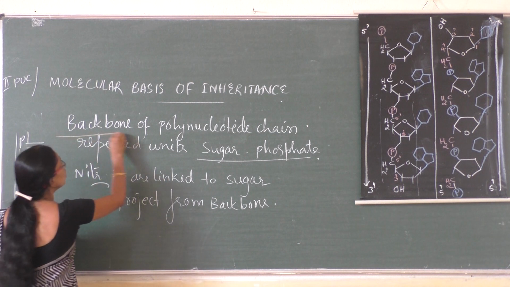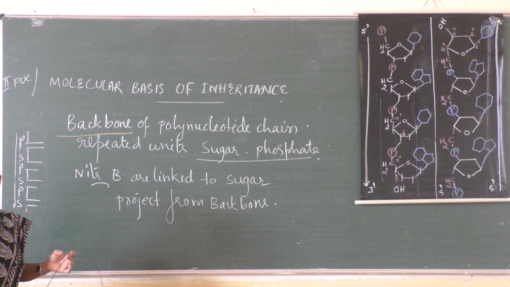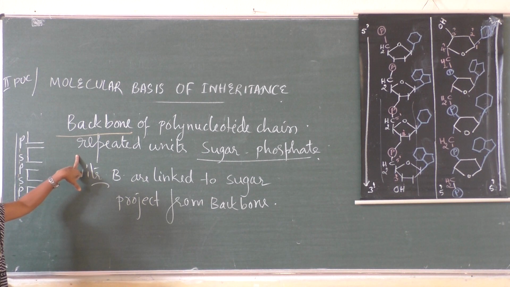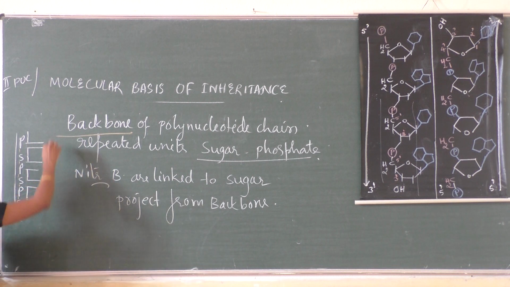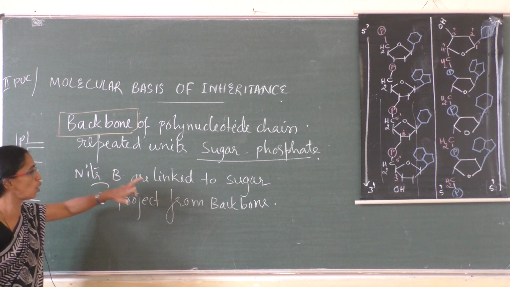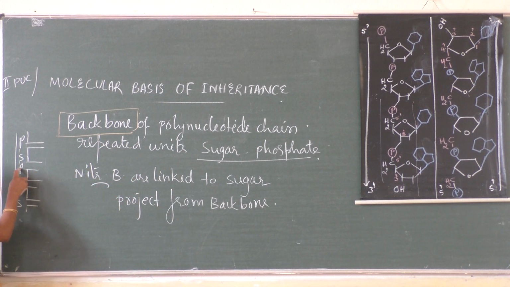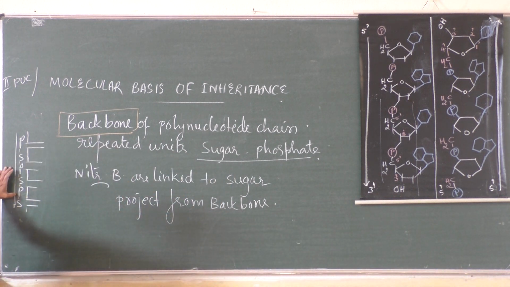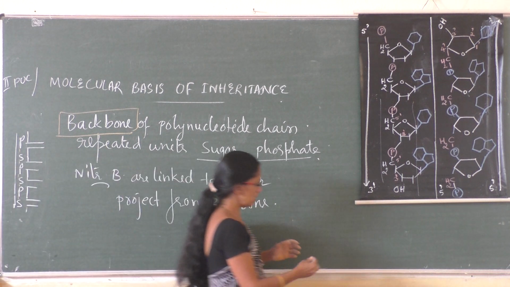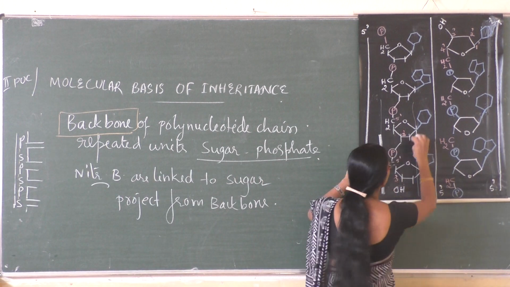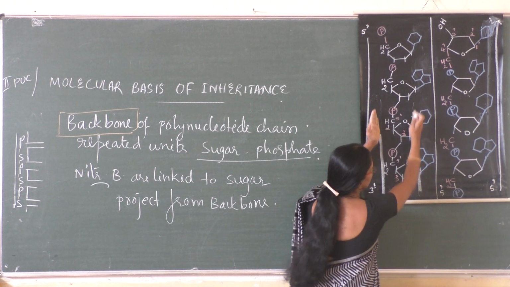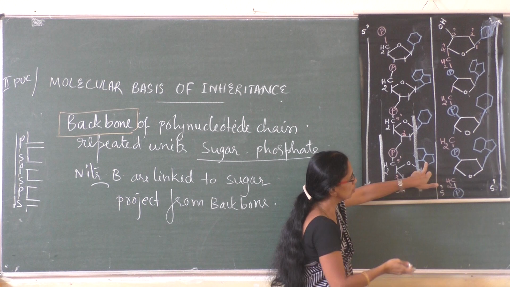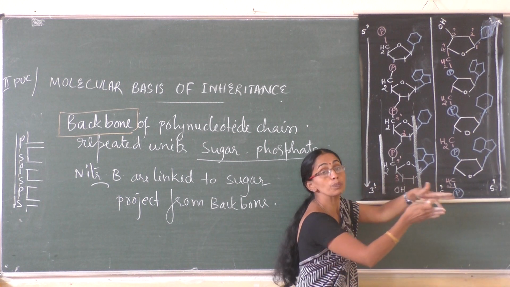The backbone of the polynucleotide chain is made by repeated units of sugar and phosphate. Sugar, phosphate, sugar, phosphate, like this. This makes the backbone. See, this is the backbone now. I'll draw it like this. From this backbone, the nitrogenous bases project.